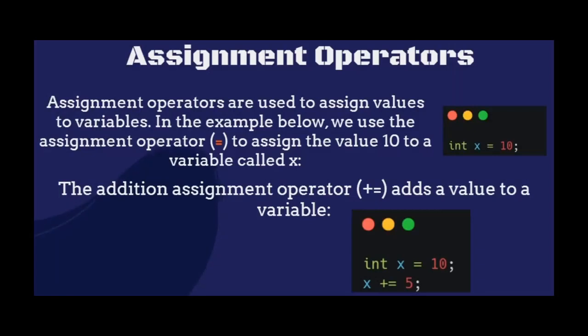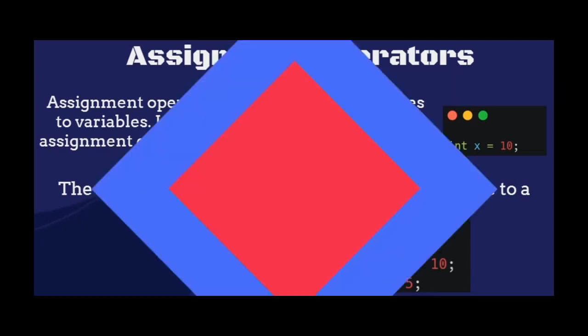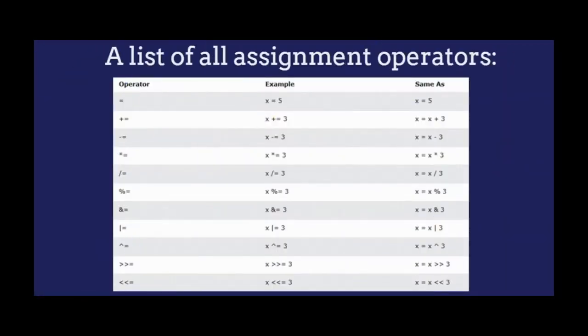Assignment operators. Assignment operators are used to assign values to variables. In the example below, we use the assignment operator equals to assign the value 10 to a variable called x. The addition assignment operator plus equals adds a value to a variable. This is a list of all assignment operators.